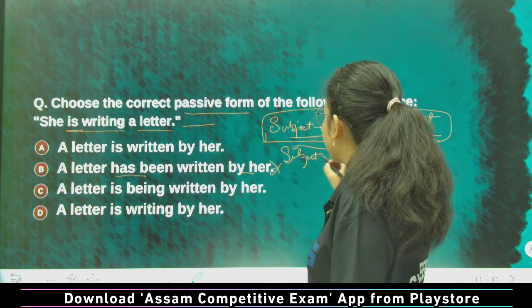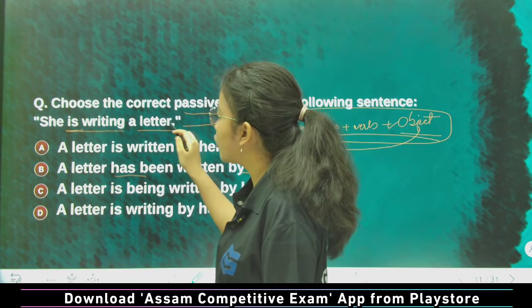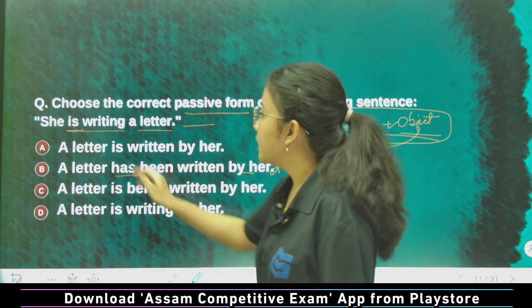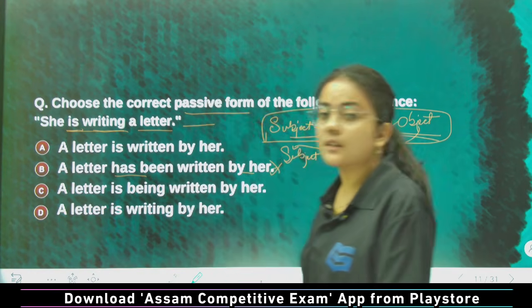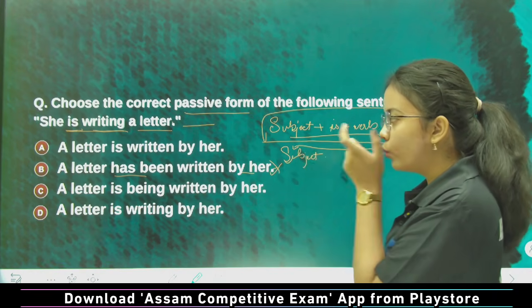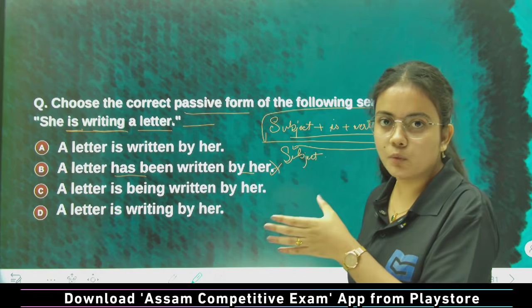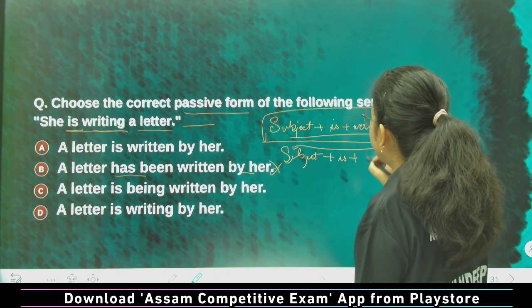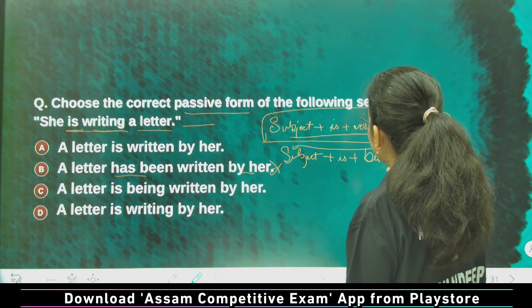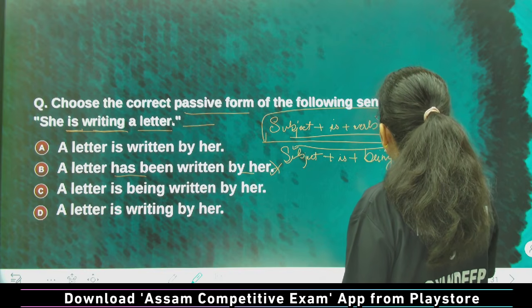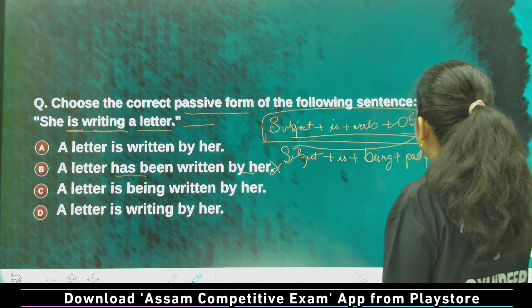Is remains, "is" meaning a letter, which was the object, becomes the subject, a letter, then "is" stays. Now if writing is present continuous, then in the passive form the verb that will come, since it is present continuous, I will break it into being plus past participle of the main verb.